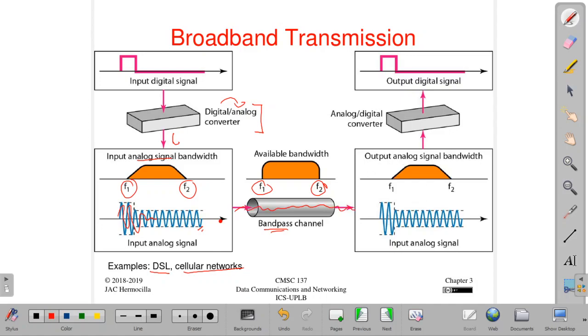Then at the receiver end, it will receive an input analog signal, and this is the property, the bandwidth of that signal. And then it will pass to the modem. So this will be an analog to digital converter, and then you get back the original digital signal. So it's actually called a modem.